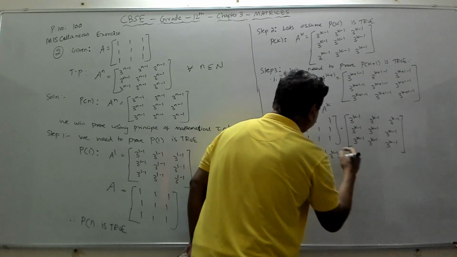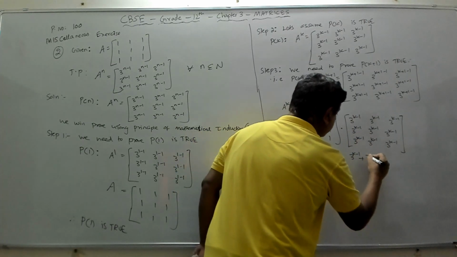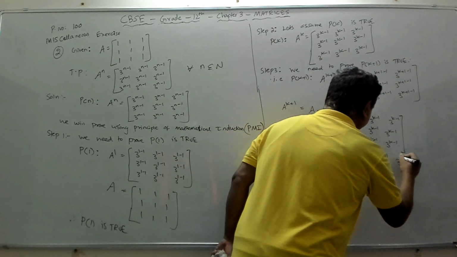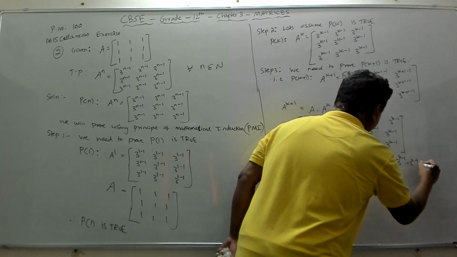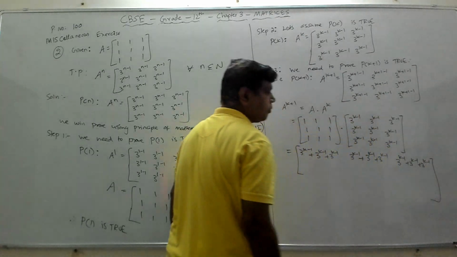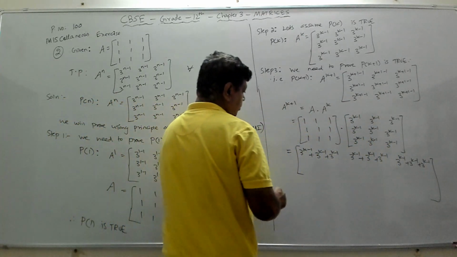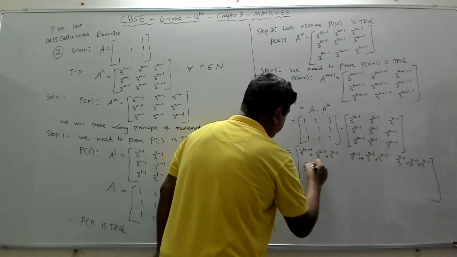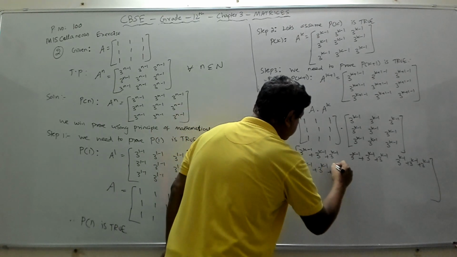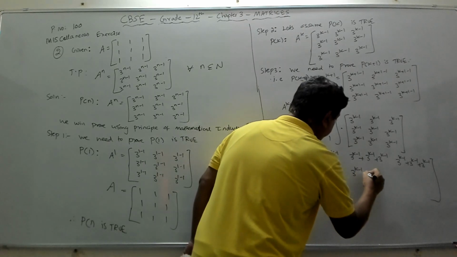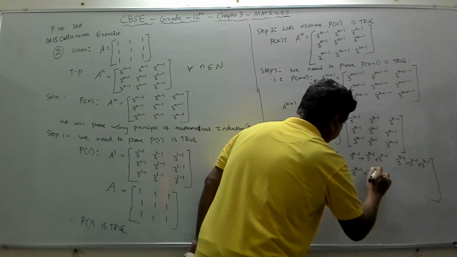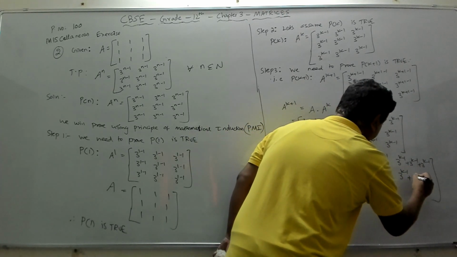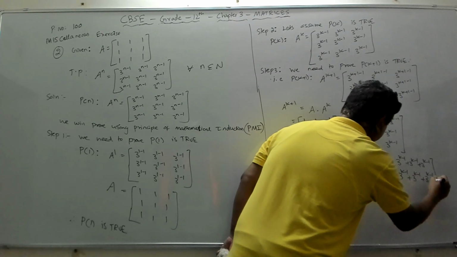Again now this into this, that is 3 power k minus 1 plus 3 power k minus 1. Again this into this, which is 3 power k minus 1 plus 3 power k minus 1 plus 3 power k minus 1. Fine. Now again this into this, that will become 3 power k minus 1 plus 3 power k minus 1 plus 3 power k minus 1. Again the same.